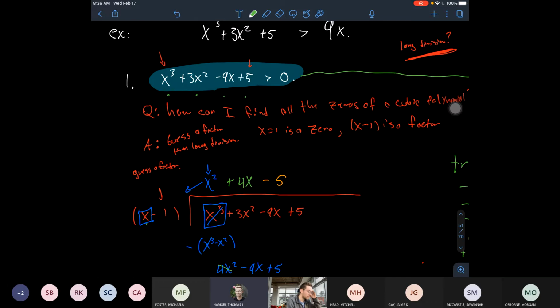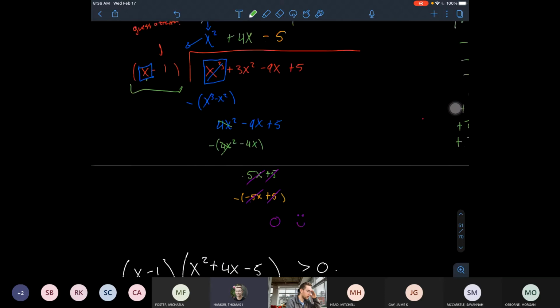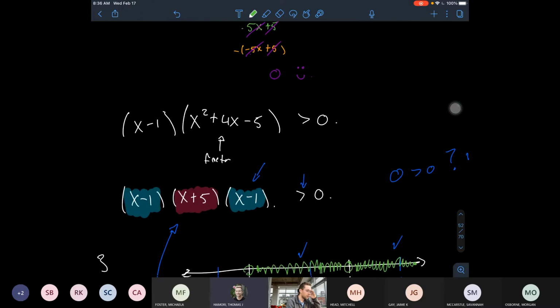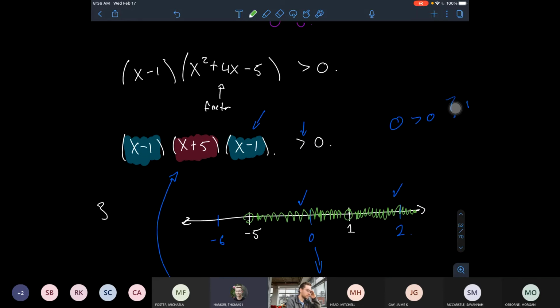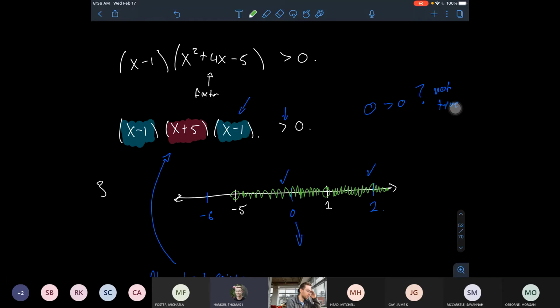And then we just divide out the corresponding factor using long division, and we're left with a quadratic function. So to factor it the rest of the way, all we have to do is factor that quadratic. And then we wound up with this expression here. And then all we did was plug in test points from each interval.